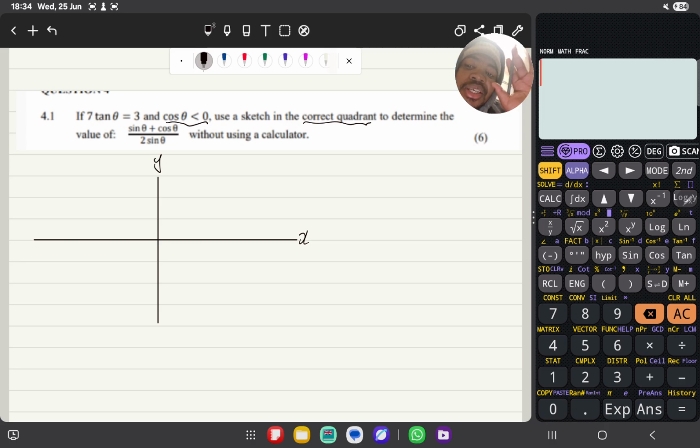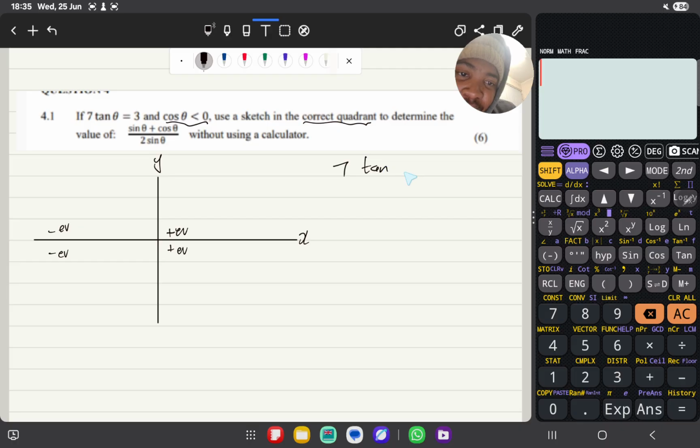Now, where is cos theta negative? It is negative on only two quadrants and positive on only two quadrants. Here, this is where we have it positive, and here also positive. But here it's actually negative, on the second quadrant, as well as here on the third quadrant. So possibly the angle theta is somewhere on the second or the third quadrant.